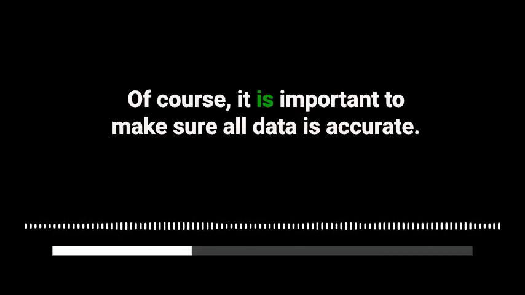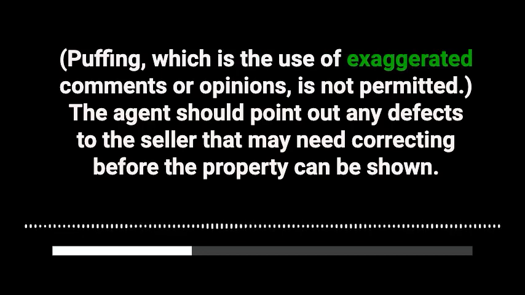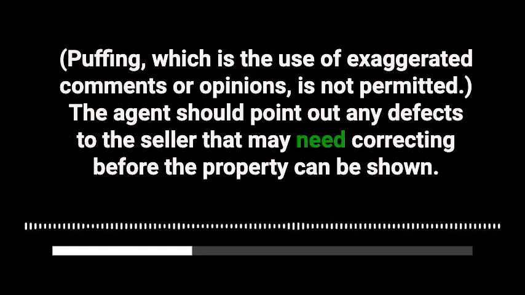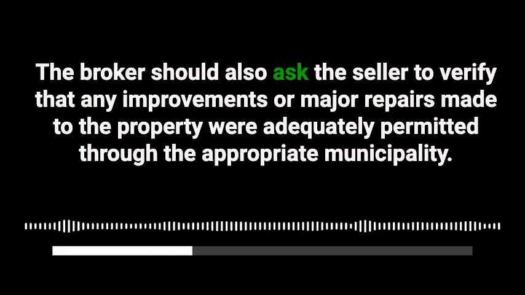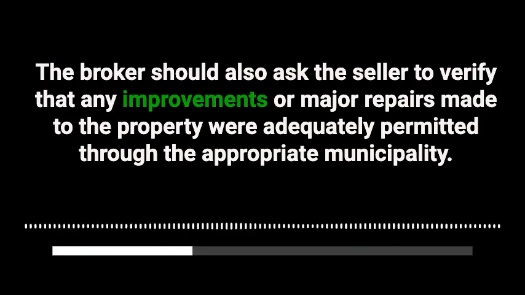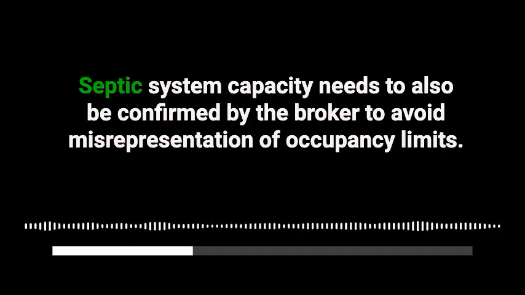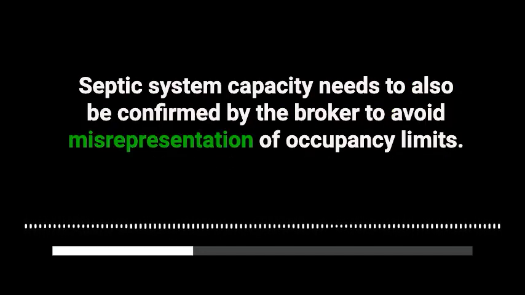Of course, it is important to make sure all data is accurate. The agent should point out any defects to the seller that may need correcting before the property can be shown. The broker should also ask the seller to verify that any improvements or major repairs made to the property were adequately permitted through the appropriate municipality. Septic system capacity needs to also be confirmed by the broker to avoid misrepresentation of occupancy limits.